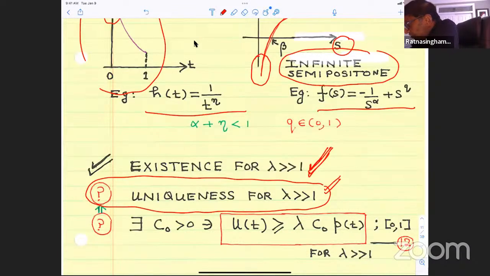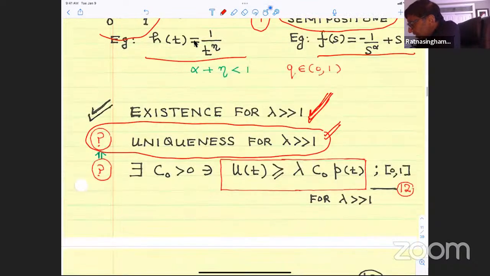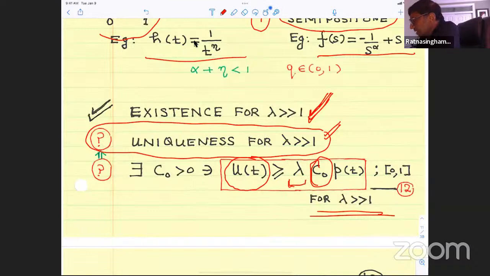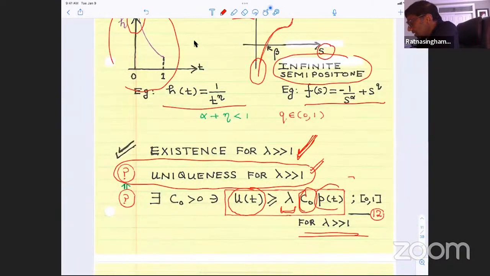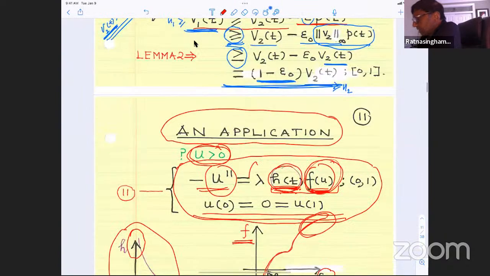But to prove this uniqueness result for large lambda, it is extremely useful to understand how the solution grows for large lambda. Is there an a priori estimate of the solutions that you could assume for large lambda? Namely, can you show that u of t, which we know exists, is greater than or equal to some constant times lambda times the distance function? Lambda is a parameter in the equation.